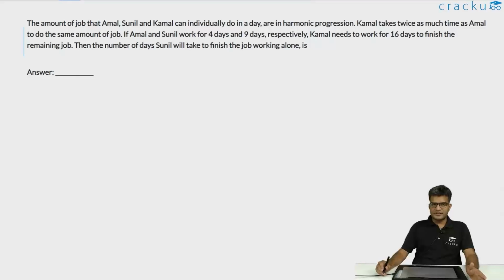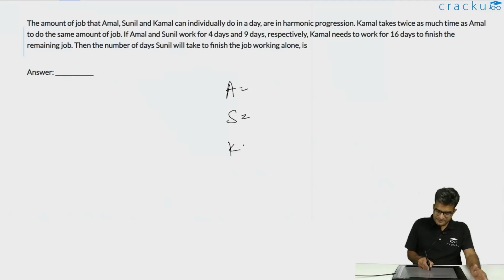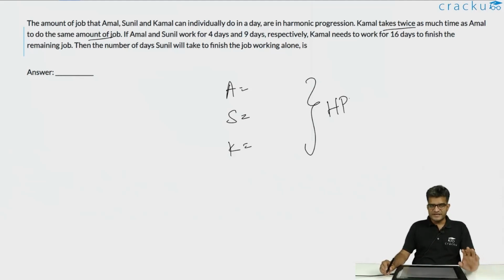In this question, we are told that the amount of work done by Amal, Sunil and Kamal is in a harmonic progression. We are told that Kamal takes twice as much time as Amal to do the same amount of job. So essentially, we are told that the efficiency of Kamal, who is taking twice as much time, is half that of Amal. So if Kamal does x units of work in a particular day, Amal will be doing 2x units of work because Amal finishes the job in half the time. So he is doing twice the same amount of work as Kamal in the same time.